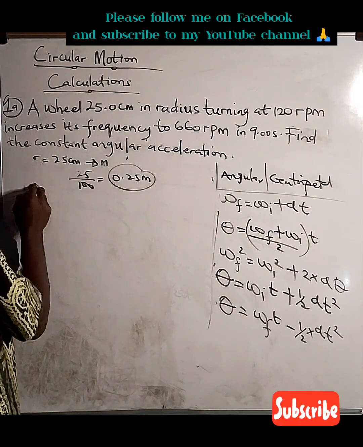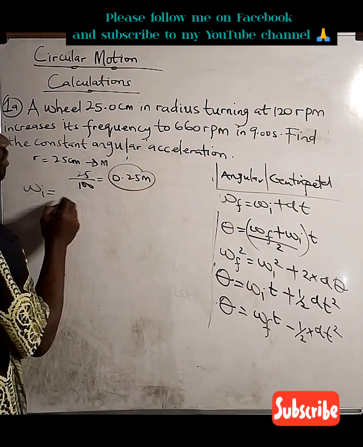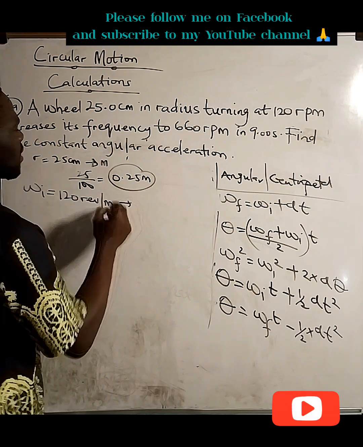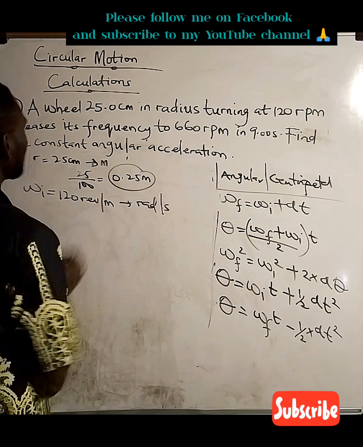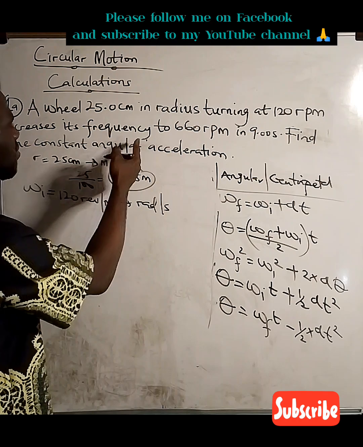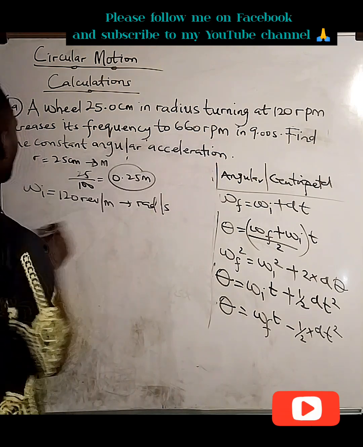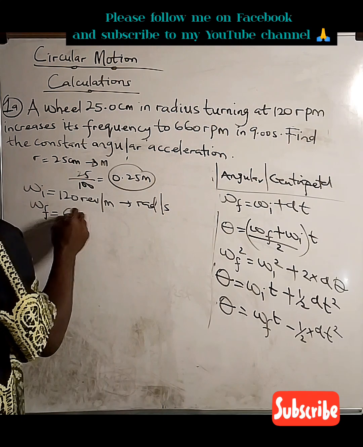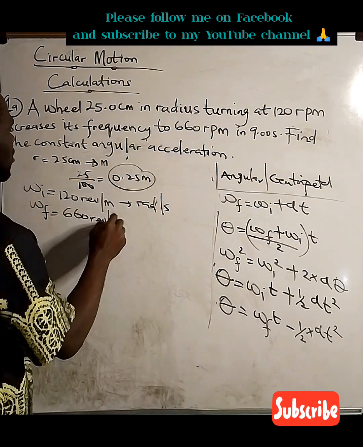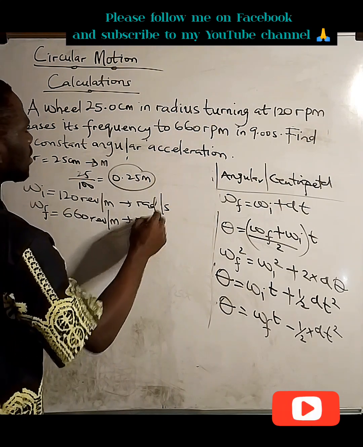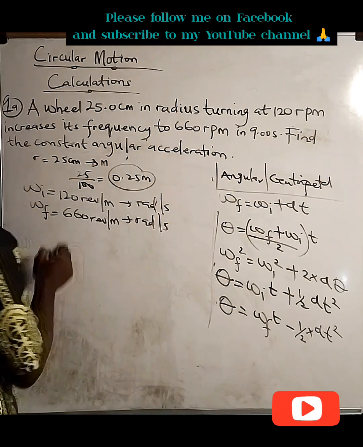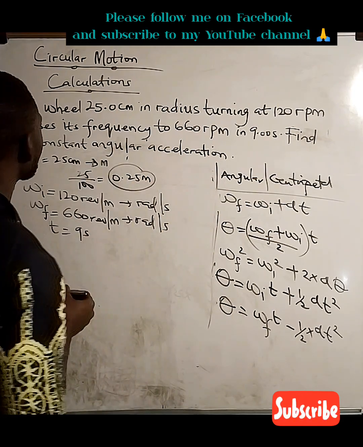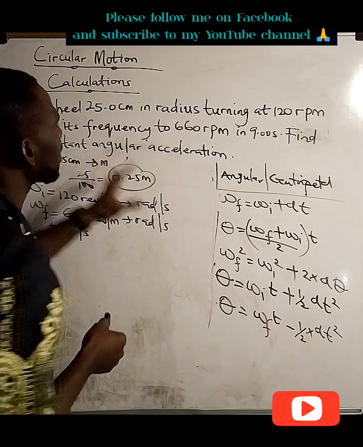This is the initial angular velocity, which is 120 revolutions per minute. We're going to convert it to rad per second. It increases its frequency to 660 revolutions per minute, so the final angular velocity is 660 rev per minute. We're going to convert it to rad per second. The whole movement took 9 seconds. So what is going to be the constant angular acceleration?